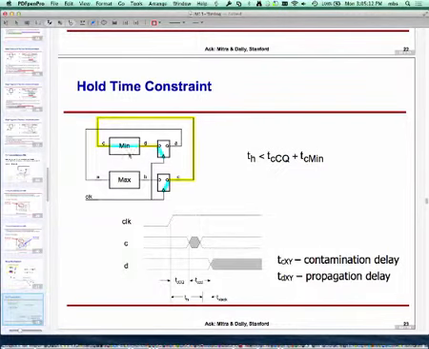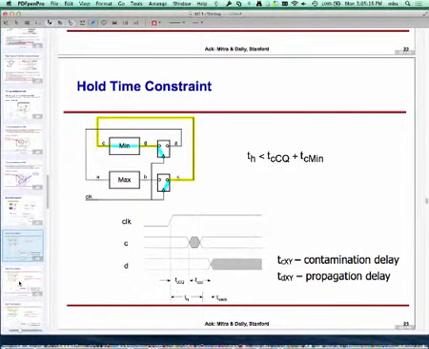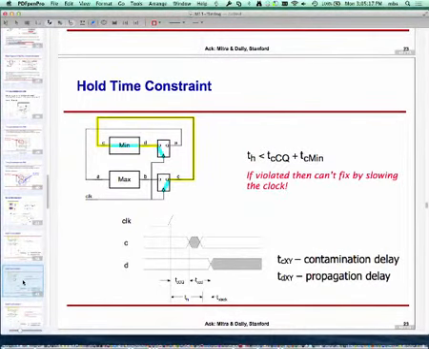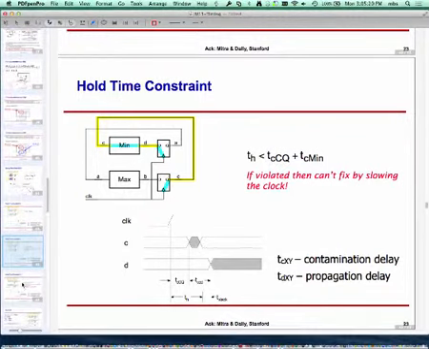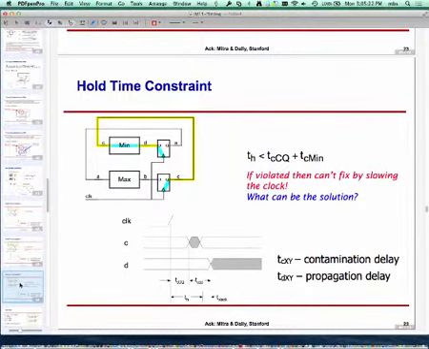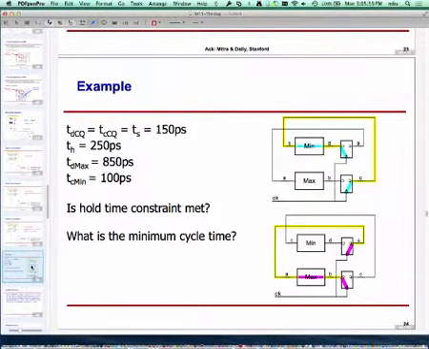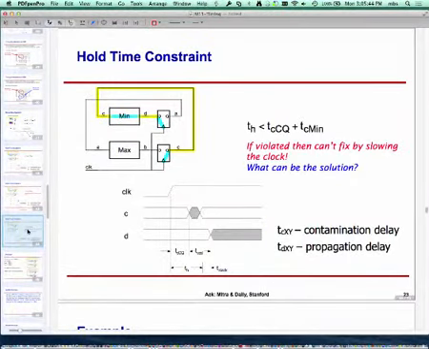By the way, the problem set I've handed out asks you questions on these, so you will get some practice. If you violate the hold time, you cannot fix it by slowing down the clock. A solution is what was suggested there: I increase the contamination delay by padding my logic with additional stuff. Of course, another solution is to get better flip-flops, flip-flops with shorter hold time.